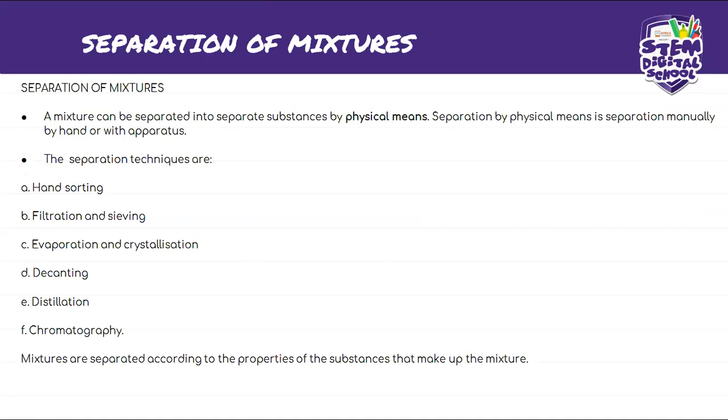Okay, now let's go on. A mixture can be separated into separate substances by physical means. Separation by physical means is separation manually by hand or with apparatus. The separation techniques are what? Hand sorting, filtration, and sieving, evaporation, and crystallization. We also have decanting, distillation, and chromatography. Mixtures are separated according to the properties of the substances that make up the mixture.